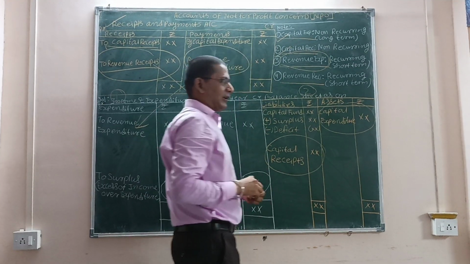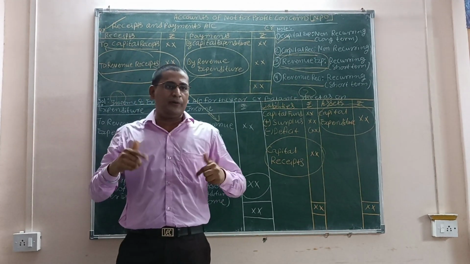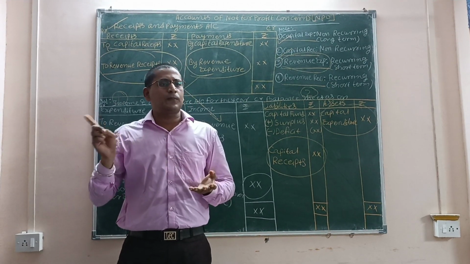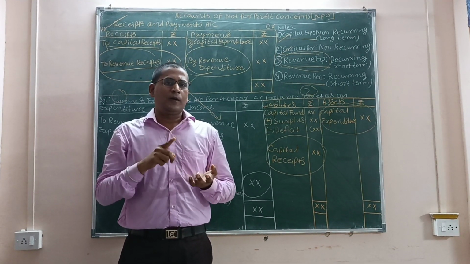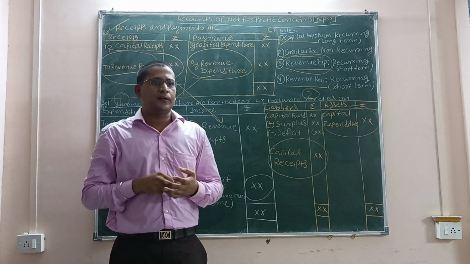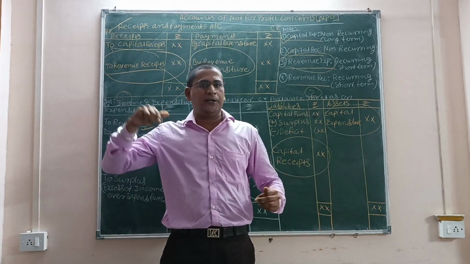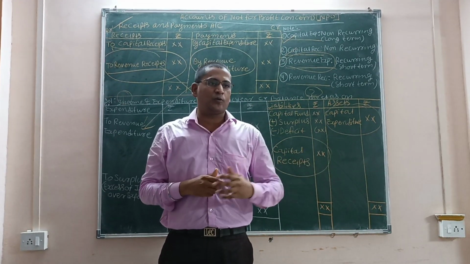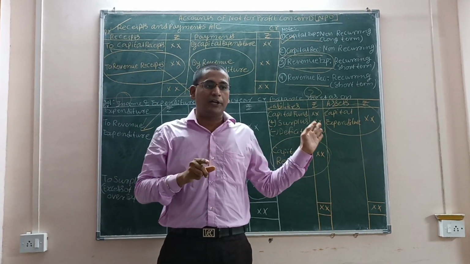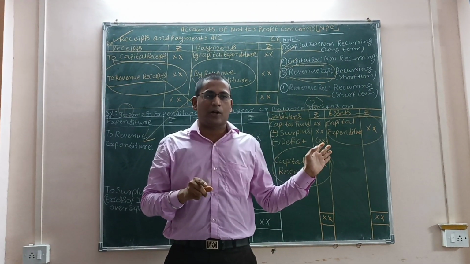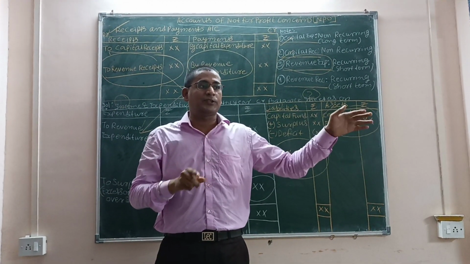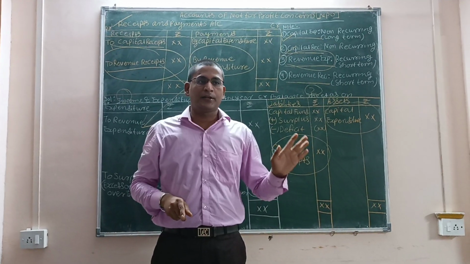Now, let me tell you one thing very clearly. When we used to prepare our final accounts, what accounts were we supposed to prepare? We used to prepare trading account, profit and loss account, and then we get our balance sheet. After closing trading account, we get a balancing figure, either gross profit or gross loss, and that is going to be transferred to our profit and loss account. Whatever balancing figure we get on the debit side is known as gross profit, and if we get a balancing figure on the credit side, that is known as gross loss.